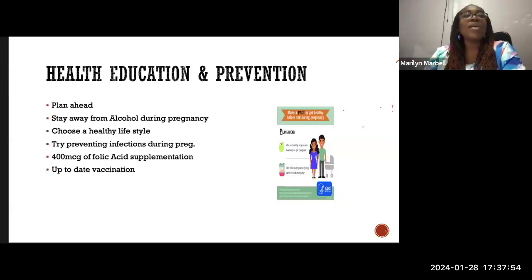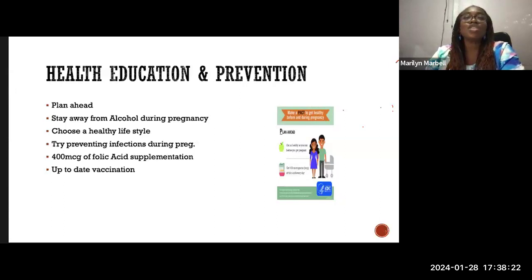Okay, so health education, what can we do? The genetic ones we cannot prevent, but at least there are some that we know we can prevent. So this is going to all of us, to educate us, to help us to prevent birth defects. You need to plan ahead as a family, as a couple, as a woman. You need to plan ahead before you give birth. You just don't just give birth like that.